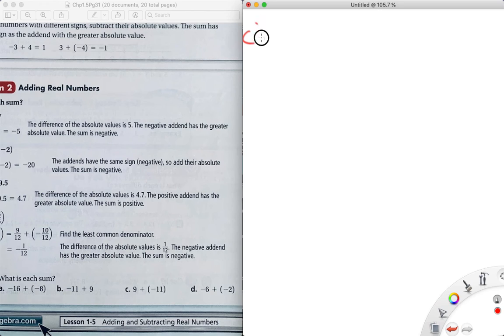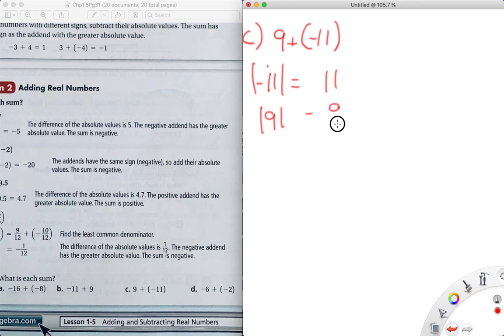C looks very similar to B. We have 9 plus negative 11. Again, it's the same problem. They just switched 11 into 9. Different signs, so we're going to subtract our absolutes, just like we did before. The bigger absolute minus the smaller absolute. Since the bigger absolute is negative, our final answer will be negative.